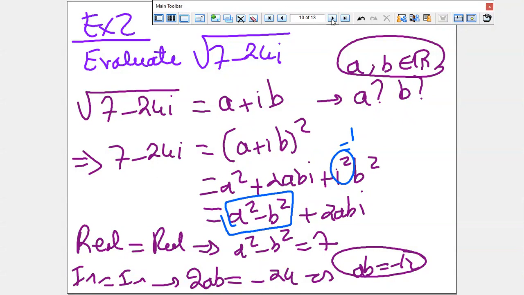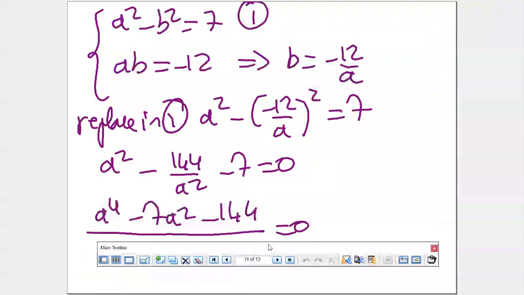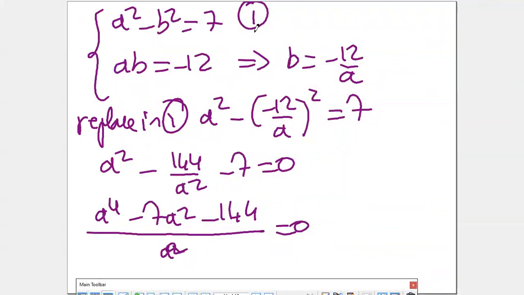And then now I need to solve it. It's a system of equations. So now I have two equations. You take the second one and then I will find b in terms of a or a in terms of b. It's your choice. And I will replace b in the first equation by minus 12 over a. I will get a squared minus, the minus here is still here, minus 12 squared, so 144 over a squared, minus 7.